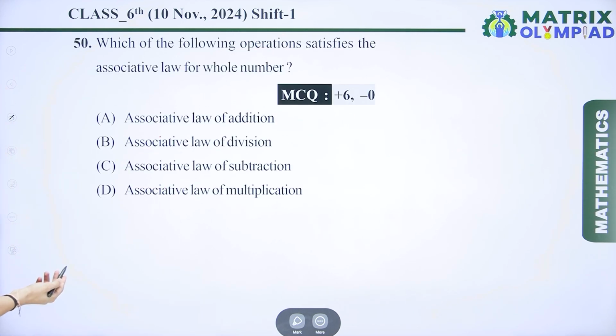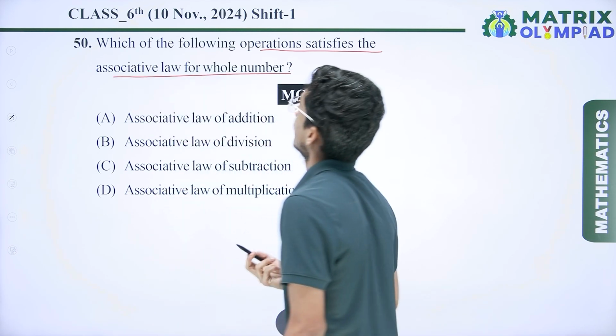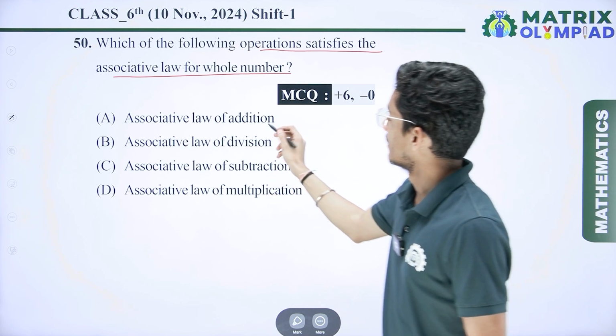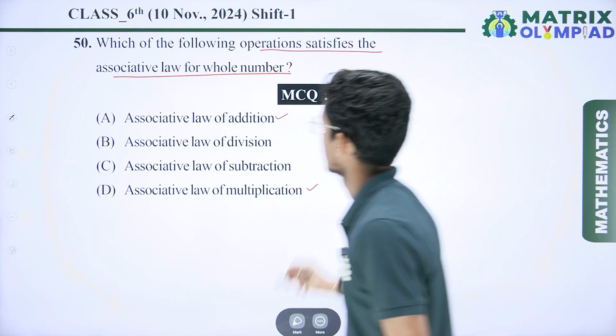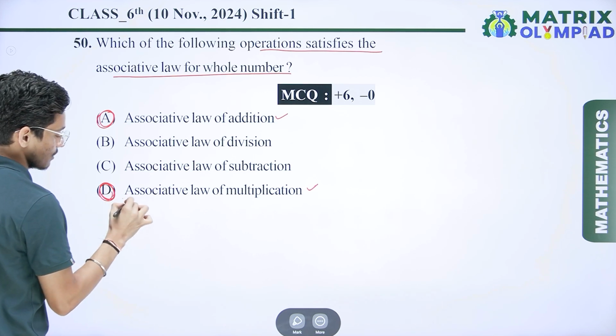Now the next question is: which of the following operations satisfy the associative law of whole numbers? We know the associative law of whole numbers is satisfied under addition and under multiplication. So here option A is the correct answer. Here option D is the correct answer.